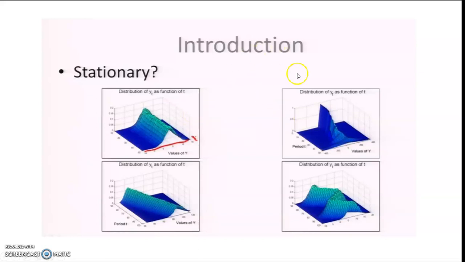But in figure 2, the variance does not remain the same, it changes over time. Similarly, in figure 3, even the mean changes over time, and here there is some oscillation regarding the distribution of yt as a function of t. There is some oscillation. So the first figure shows that the series yt is stationary, but in the remaining three figures the series does not follow stationarity, it is non-stationary.